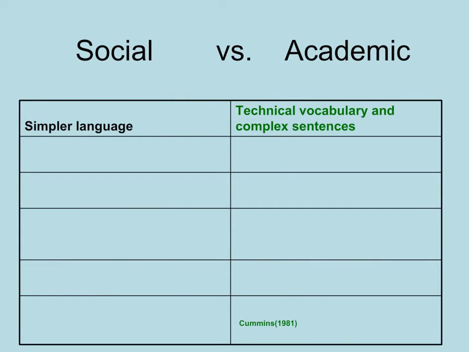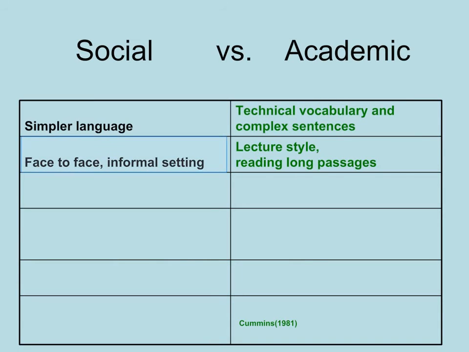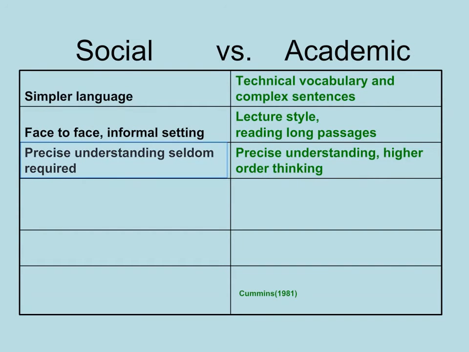Let's look at some of the differences Jim Cummins laid out in 1981 on the difference between social and academic language. Social language is generally thought to be a little bit simpler, using less technical vocabulary and perhaps fewer complex sentences. Social language is generally used in a face-to-face setting that is typically informal as well. With academic language, we think of lectures, long reading passages, and school. In social language, precise understanding is seldom required. So, if you get the gist of things, you are fine.